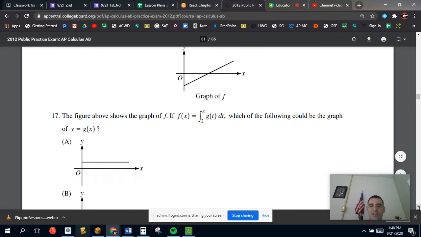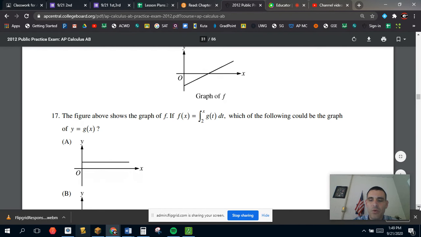17. The figure above looks like another fundamental theorem of calculus. You should know the fundamental theorem of calculus. That's pretty important for the AP exam. If you don't know it, study it before you take the test. Let me get this written down. It gives you a graph of f. The figure shows that if f of x is given, which of the following could be the graph of y equals g of x? Interesting.